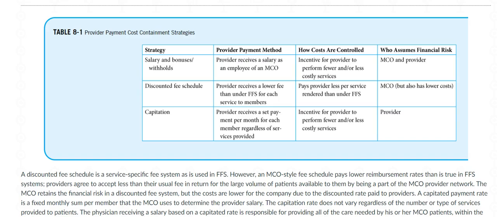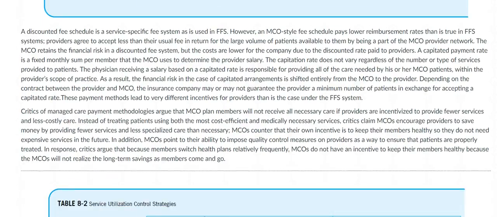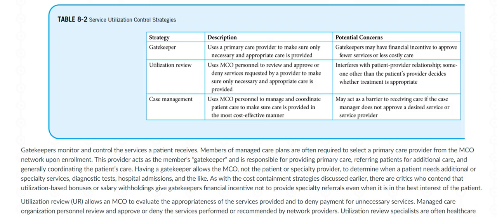So the primary ones that are covered here is a discounted fee schedule, as well as capitation, and salary and bonuses, as well as withholds. Oh, there's another one. All right, so here is the service utilization control strategies, and this discusses the different strategies used to kind of monitor the level of utilization of the insurance.